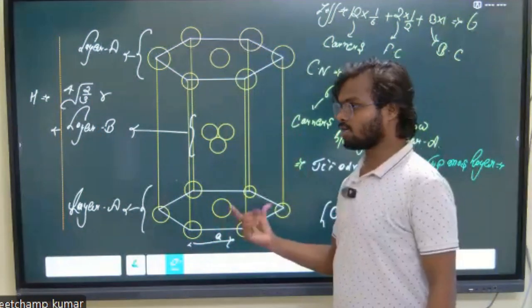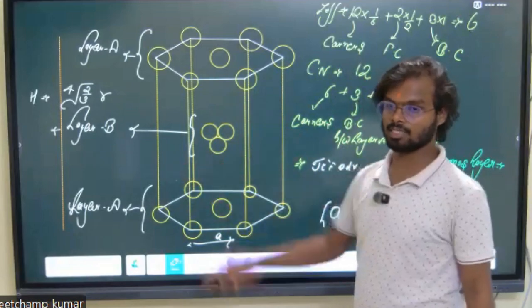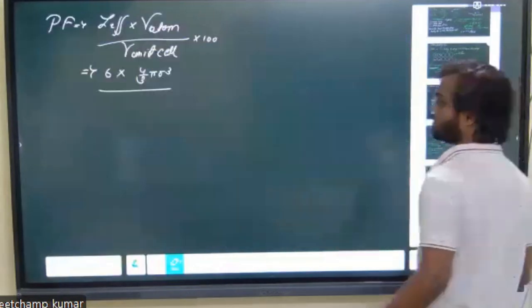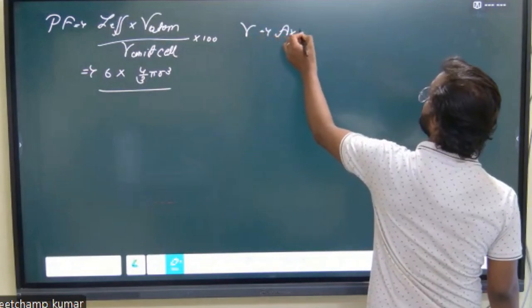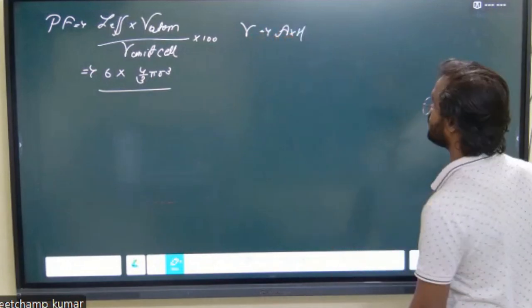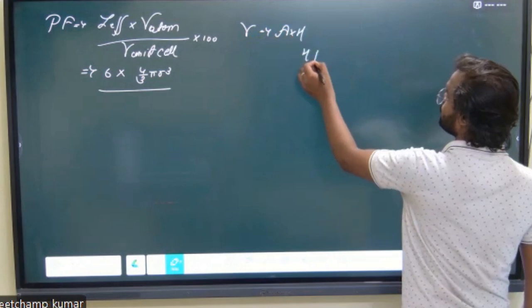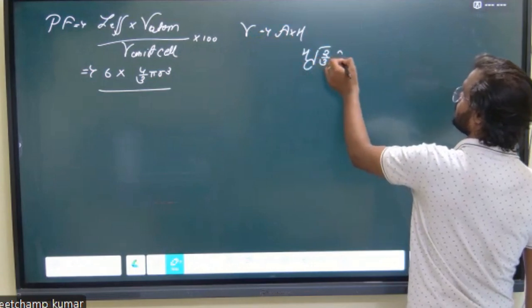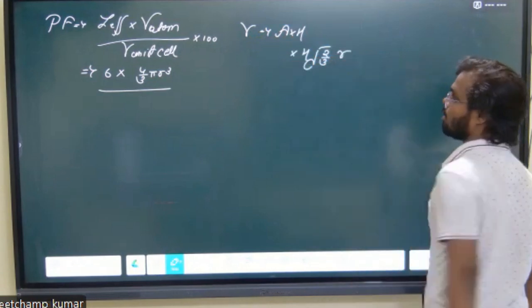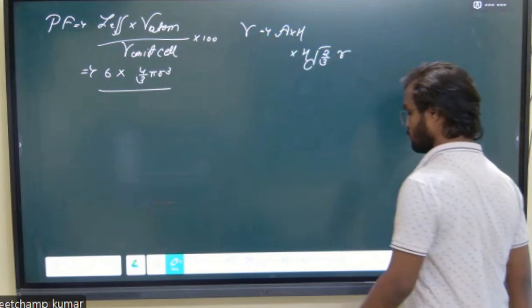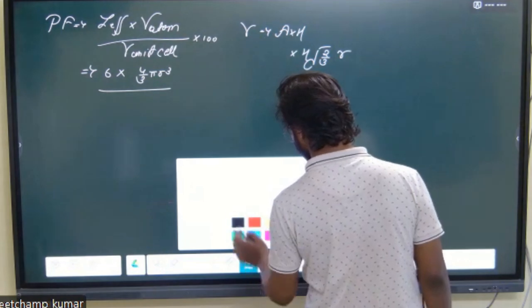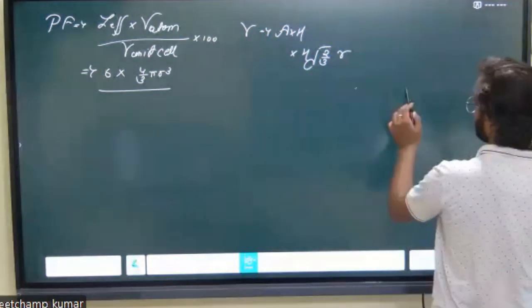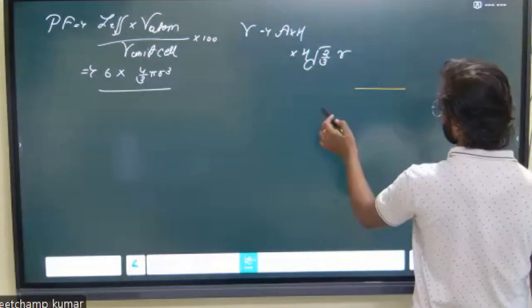If I know the area, I can find the volume, because the volume of any 3D geometry is area into height. Height I know, that is 4 root 2 by 3 into R. I want to know the area. How to find the area? See, if you try to understand, we have a hexagon, right? Like this.